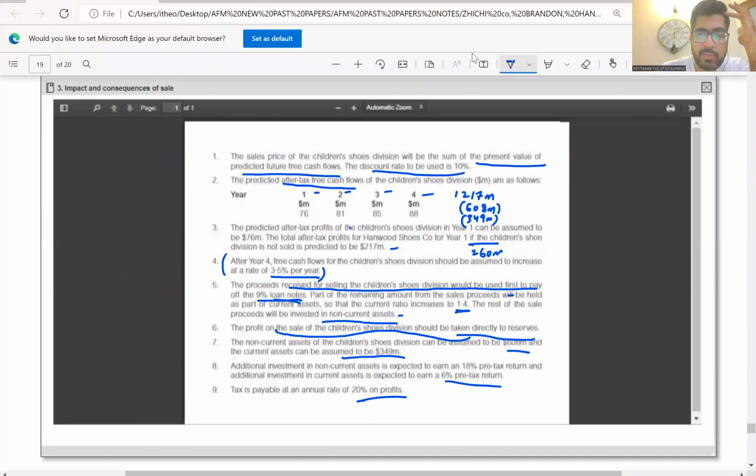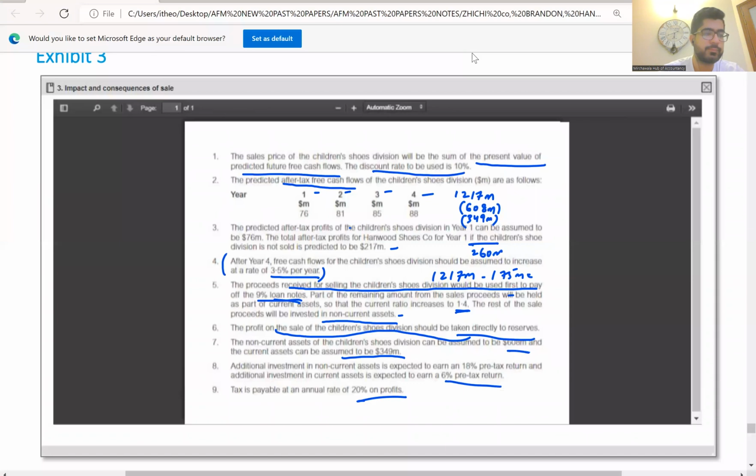The proceeds received from selling the children's shoe division, how much is received? 1277 million, which will be used to first pay off the 9% loan notes. You will pay the 9% loan notes, 175 million. So what is the amount left? 1042 million is left, right? Part of the remaining amount of sale proceeds will be held as part of current assets so that the current ratio increases to 1.4.